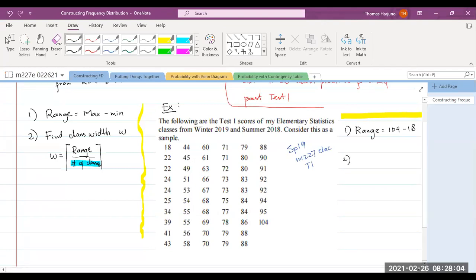Coming back to this example, suppose we want to construct a frequency distribution with, let's say, 4 classes. Then the class width for this example will be, what is the range again? That will be 86, right? That's the range, so the class width will be the range, 86, divided by the number of classes, 4.